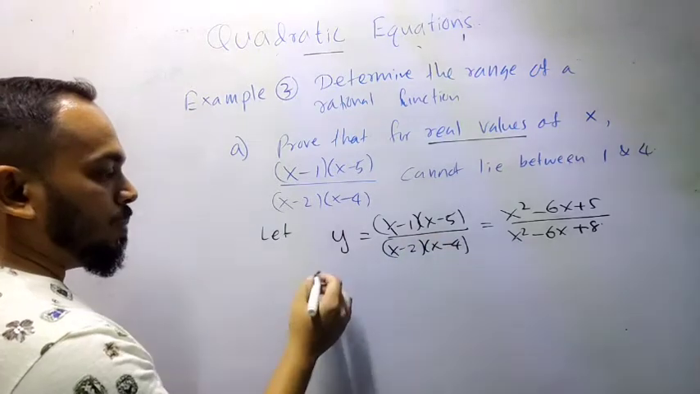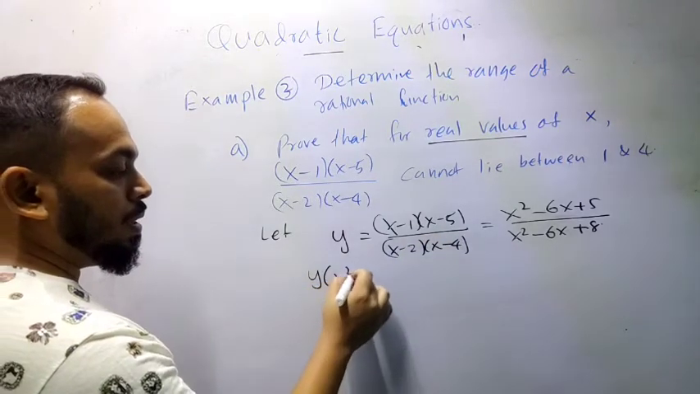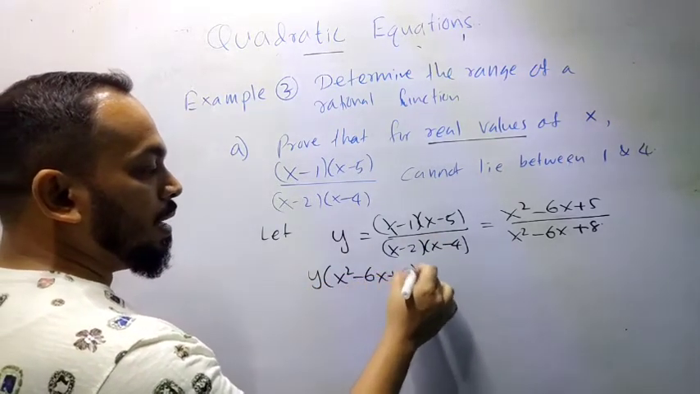So we can cross multiply. We get y times x squared minus 6x plus 8.